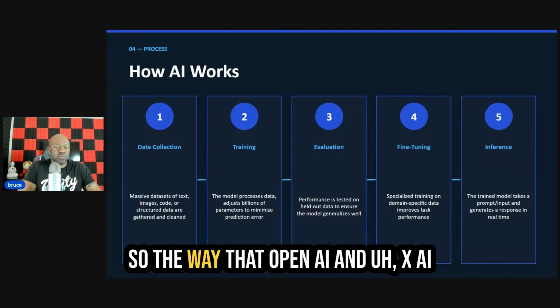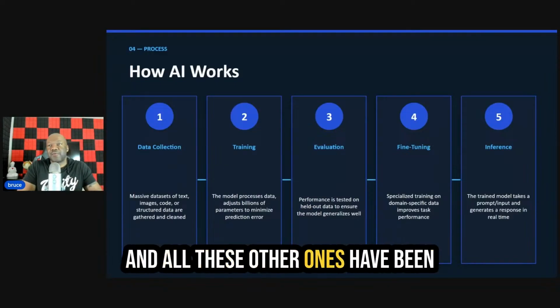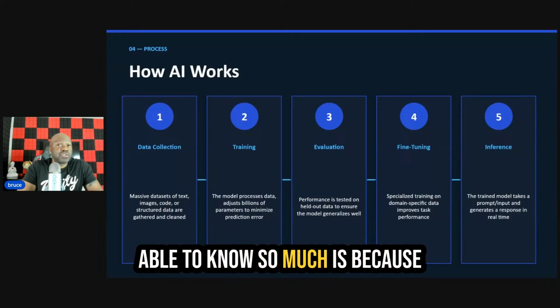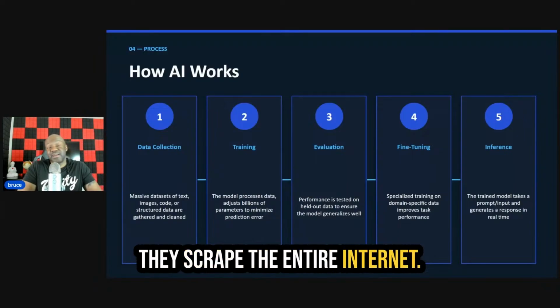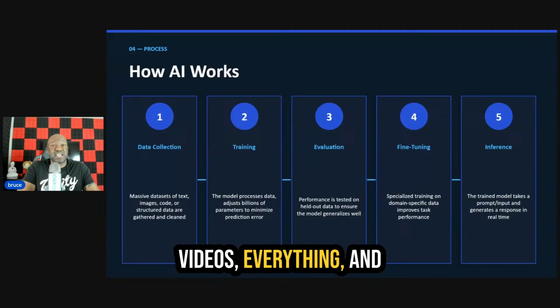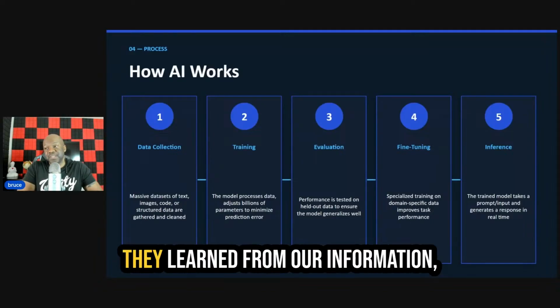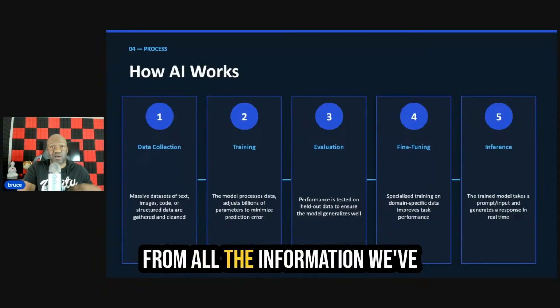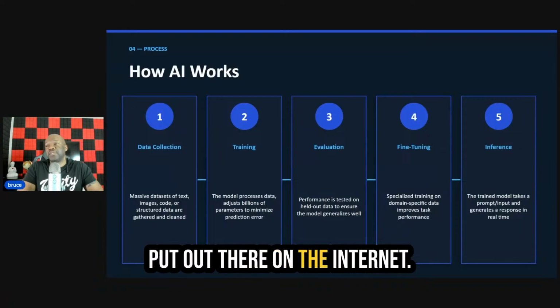The way that OpenAI and xAI and all these other ones have been able to know so much is because they scraped the entire internet. They scraped the entire internet, videos, everything, and that's how they learned. They learned from our information, from all the information we've put out there on the internet.